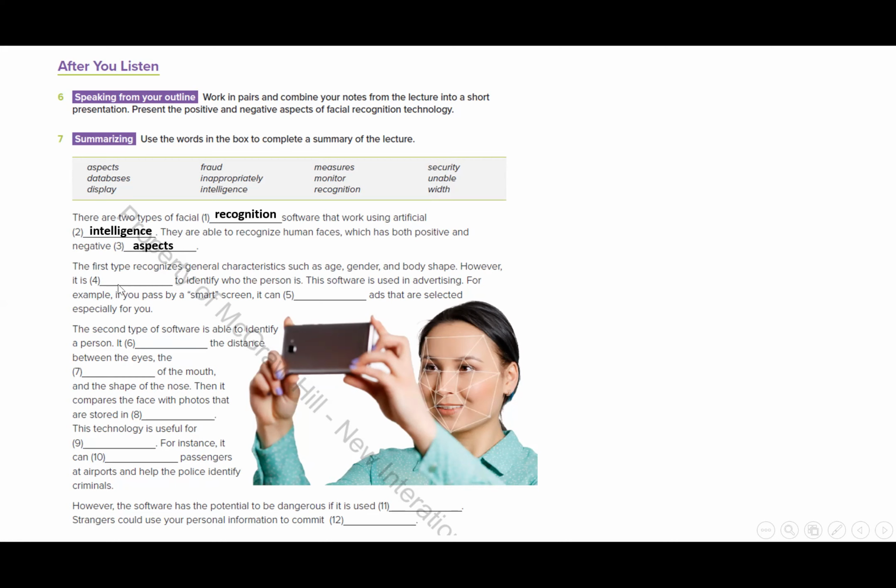such as age, gender, and body shape. However, it is unable to identify who the person is. This software is used in advertising on the internet. For example, if you pass by a smart screen, your smart camera, smart screen, it can display ads. Ads means advertisements that are selected especially for you.